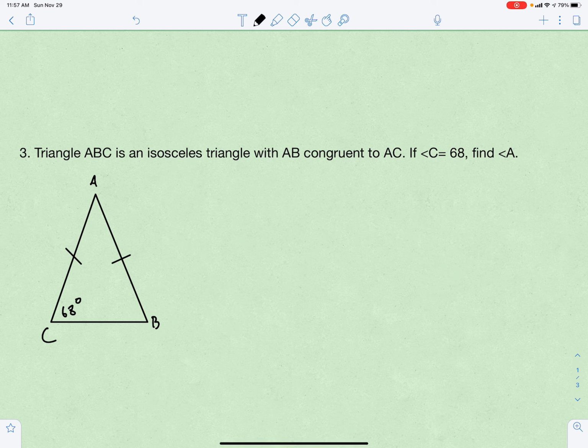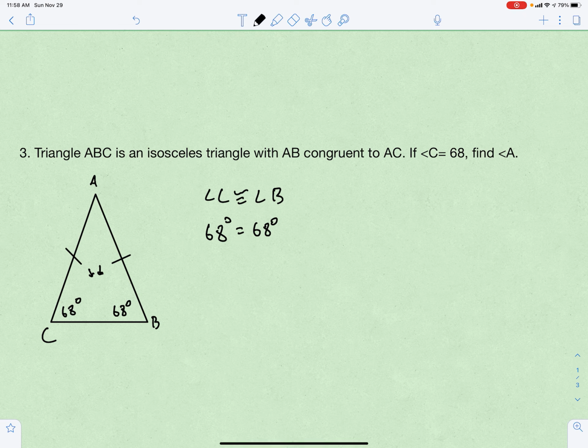All right, so first off, I know this is an isosceles triangle, so if I draw my arrows, the first thing I know is that angle C is congruent to angle B. So angle C is 68, which means angle B also has to be 68 because those two things are congruent. So I can go ahead and write that in. All right, they weren't asking us to find angle B. They were asking us to find angle A.